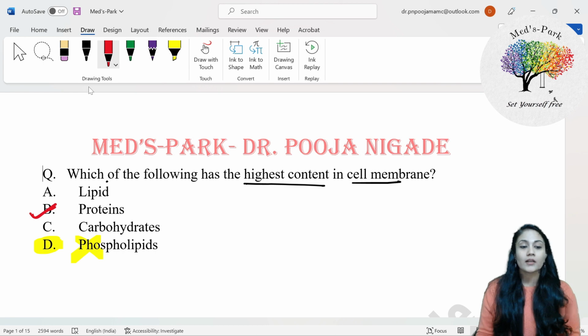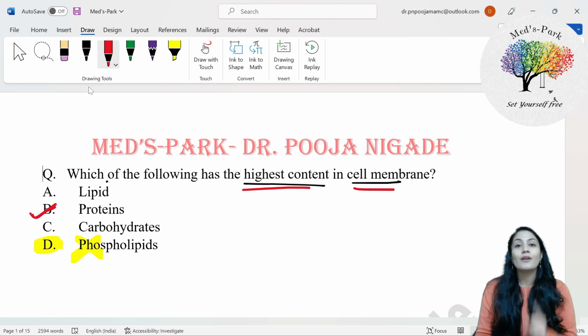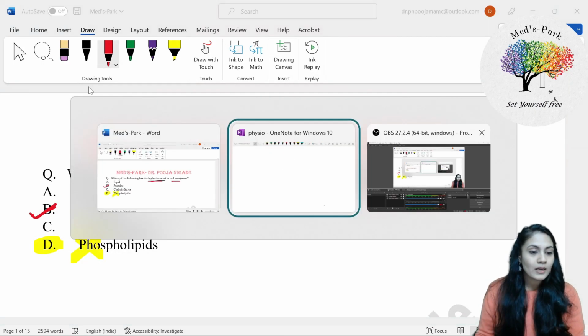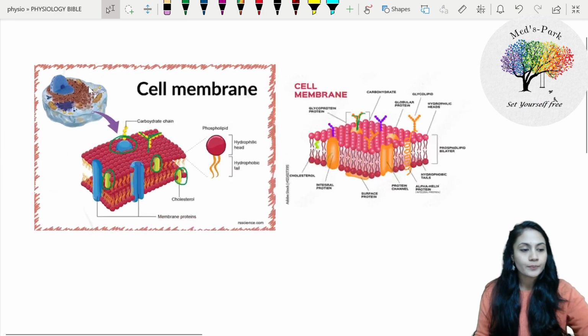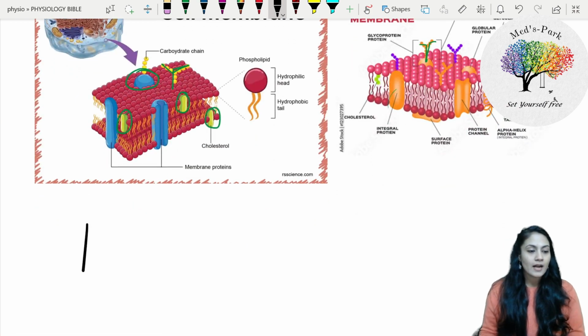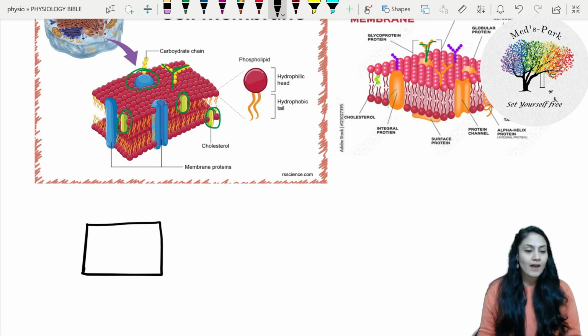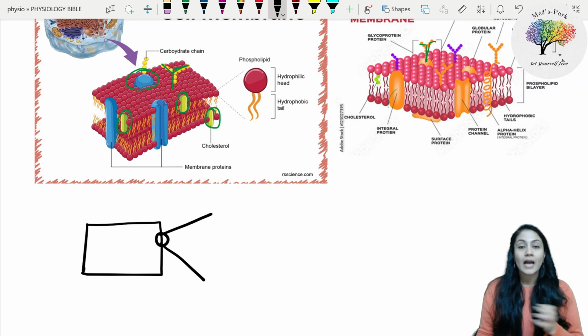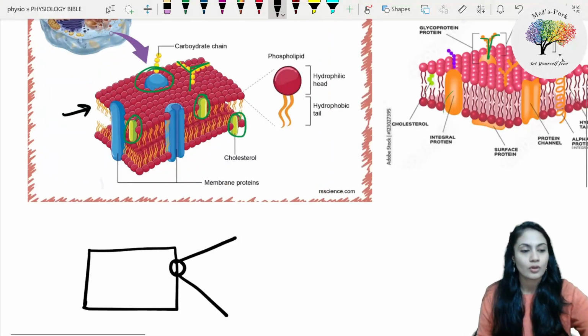Okay, what the examiner is asking is the highest content in the cell membrane. The examiner is not asking you what is the main lipid over here, right? So let's see the diagram quickly. Look over here, this is the diagram of the cell membrane. Suppose this is a cell, a very simple diagram of the cell, right? If I take this part and zoom it in, how is it going to look? This is going to look something like this. It's a colored version, but yes, it is going to look like this.